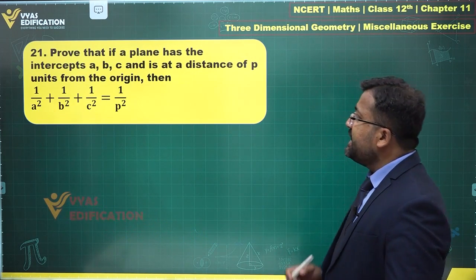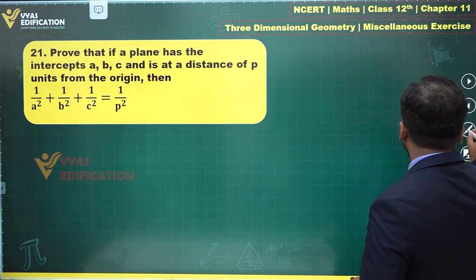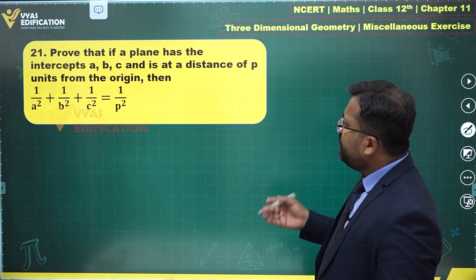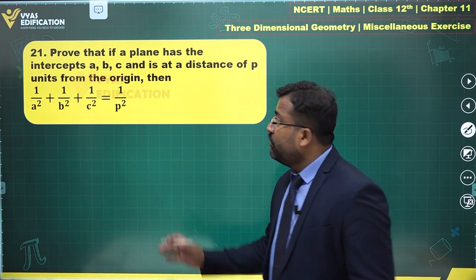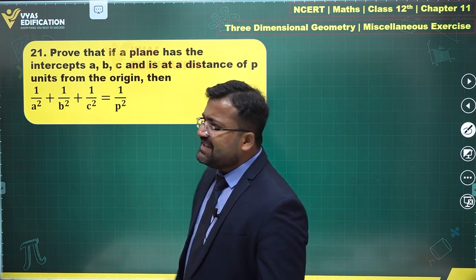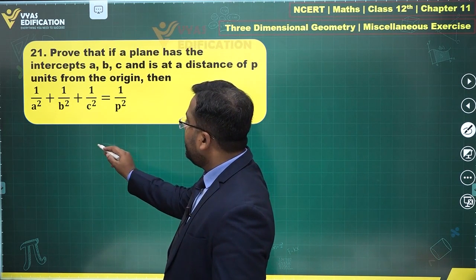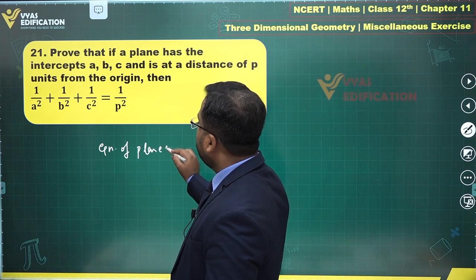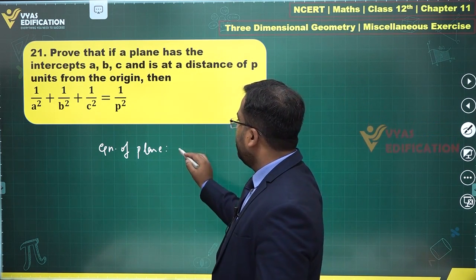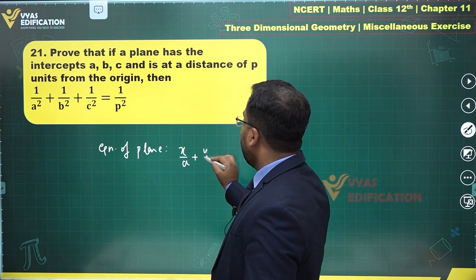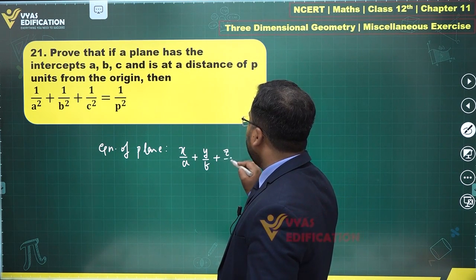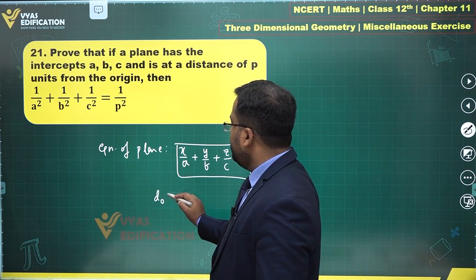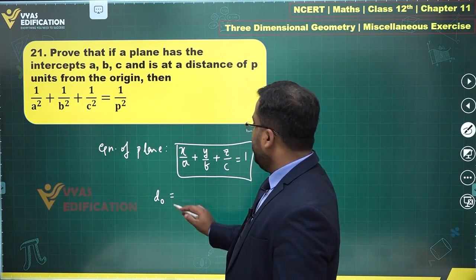Question number 21 says, prove that if a plane has the intercepts A, B, C and is at a distance of p units from the origin, then this is equal to this. The plane has the intercepts A, B and C. So what will the equation of the plane look like? If the plane has intercepts A, B and C, then the equation of the plane will be x upon A plus y upon B plus z upon C is equal to 1. And the distance from the origin is equal to p.